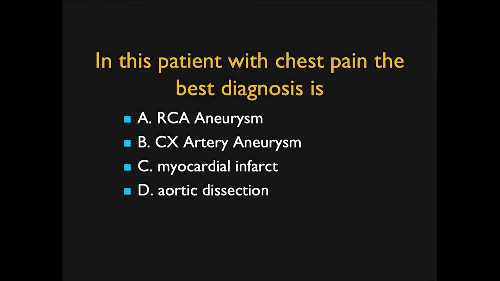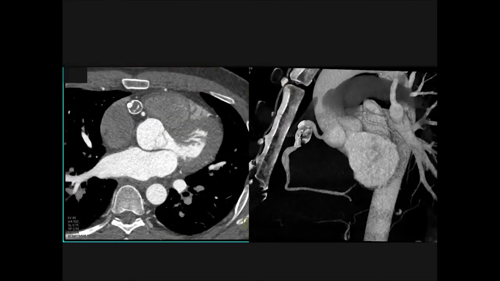This patient had chest pain. We were doing a coronary CTA for coronary artery disease. And what do you see by the right coronary? There is a calcified lesion, which is occluded in part, classic for a right coronary artery aneurysm.